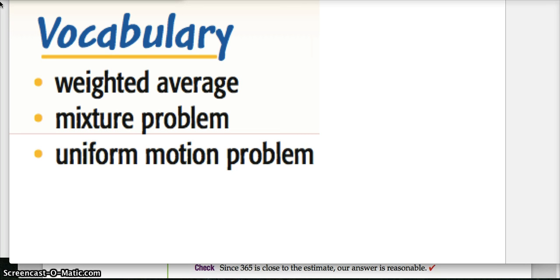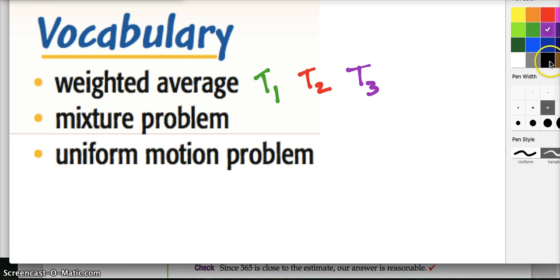Imagine being in a class and you take 3 tests. But your teacher, for some reason or another, decides that the first test was only 20% of your grade, and the second test will be maybe 30% of your grade, and that last test will be 50% of your grade. This is an exact situation that you could see in a weighted average situation.